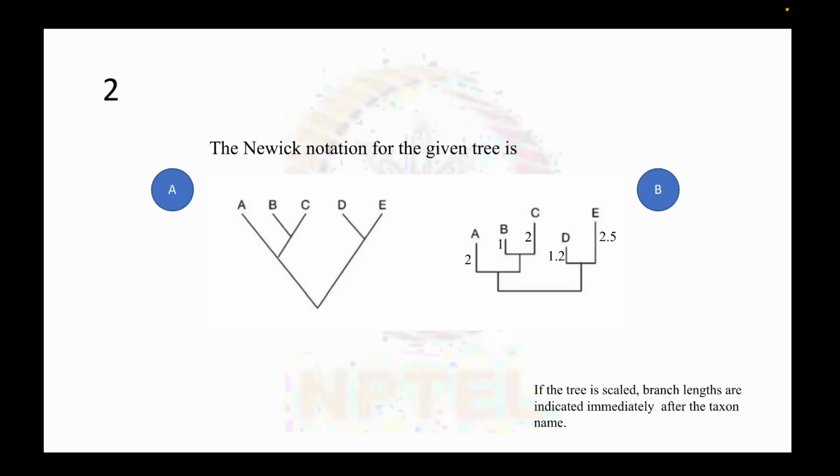So the question is, write the Newick notation for the given trees. Here I have given two types of trees, one with the evolutionary distance and one without the evolutionary distance. So write the Newick notation for the given trees.